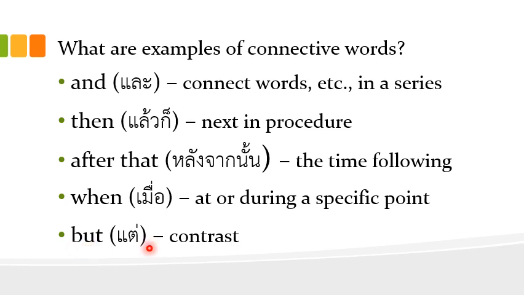And the last one, but there are many others. There are many other connective words that we can learn, but in this lesson I'm going to teach you just 5. The last is but, te in Thai. It means contrast. That means it's somewhat opposite to each other, but not necessarily. It's a different idea than the first one. So, we have learned 5 connective words: and, then, after that, when, but.